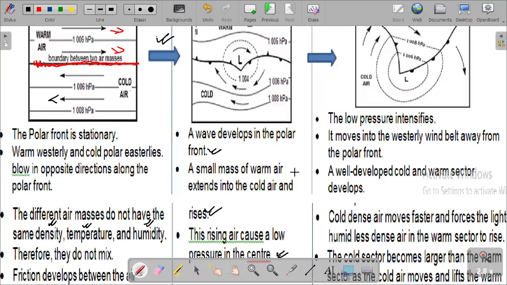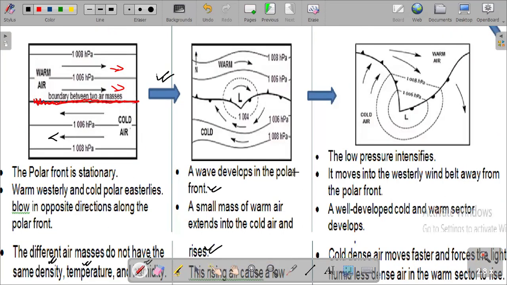Stage two is the developing stage, where we have a kink, or a wave, that develops in the polar front. The wave develops because of disturbance in the fast moving upper air winds, which we need to know are known as jet streams, that affect the movement of air at the surface, and also because of mountain range disturbances that disturb the motion of the air flowing over them.